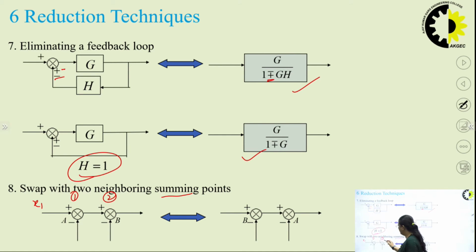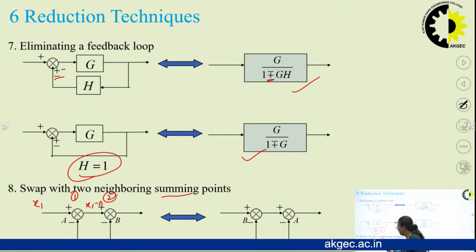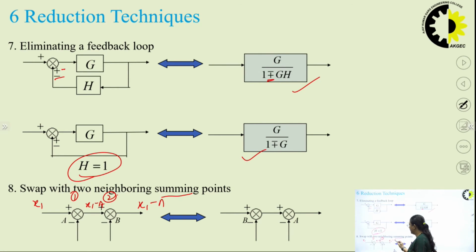And the input to the summing point 2 will be x1 minus a, and from here we are getting minus b. One input here will be x1 minus a, and this is minus b. So the final output is x1 minus a minus b output. Now the output should not be changed, right?